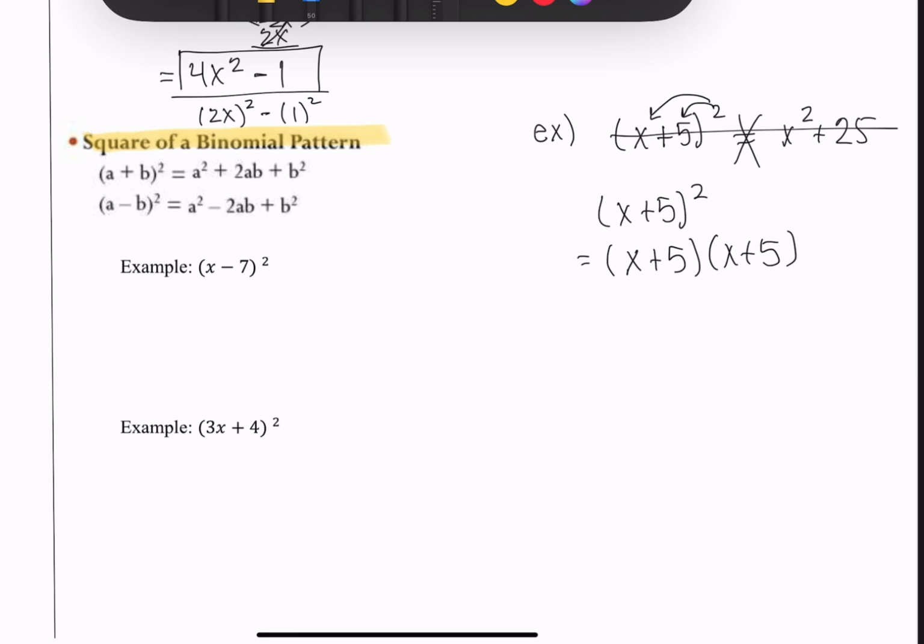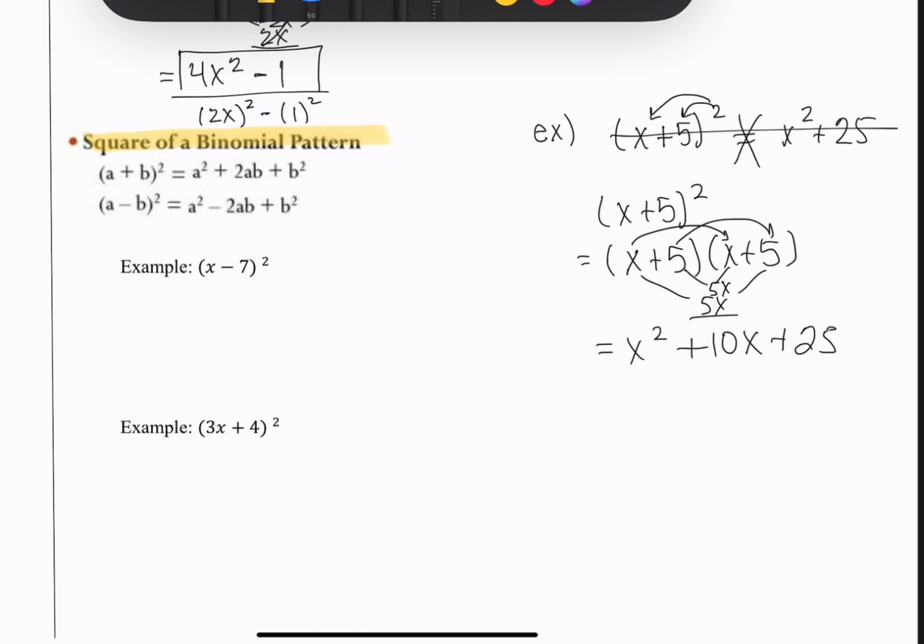I've got two binomials, so my first terms will give me x squared. And look at this, outers are 5x, inners are 5x. They are both the exact same sign, so we can double either the inners or outers, or we can just add them together to get 10x. And then the last terms give you 25.